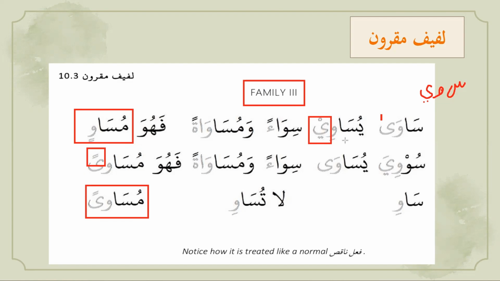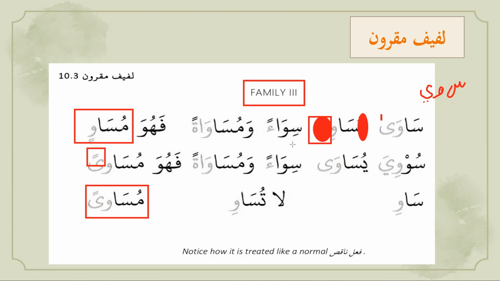Yusawi becomes yusawi, the ya is dropped to make it majzoom. Tusawi, ya is dropped to make it majzoom, and the symbol of mudari also drops. So sawi is the fi'l amr. Past passive is as expected, suwiya, on the pattern of fu'ila, and yusawa. And this expectation is for naqis words. Suwiya, yusawa is the expected change form that we see in naqis words when they have past passive and present passive form. Okay.